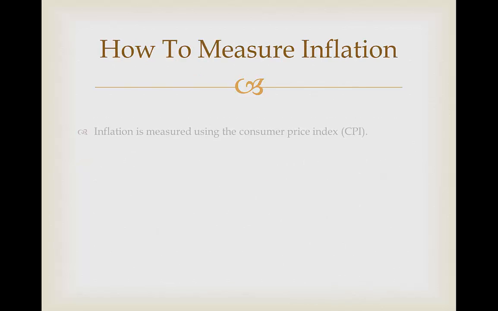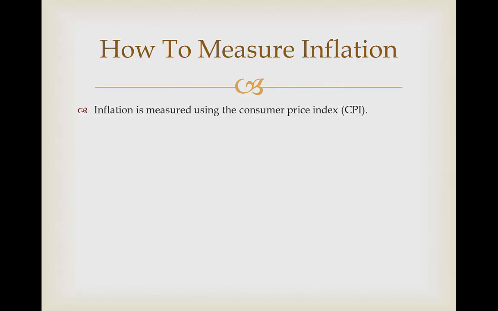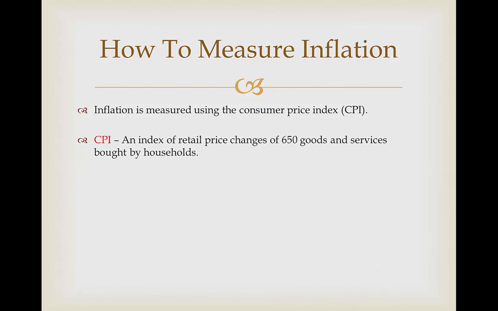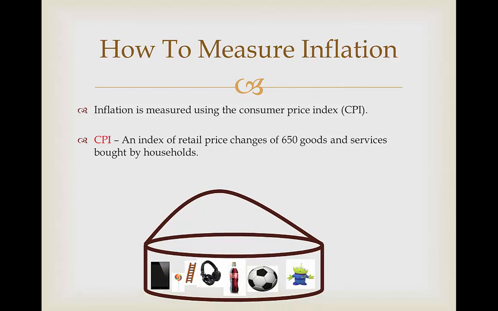How do we measure inflation? Inflation is mainly measured by using the Consumer Price Index, otherwise known as the CPI. The CPI is an index of retail price changes of 650 goods and services bought by households in an economy. So, for example, it's basically a basket full of goods and services which you are going to be analyzing for their changes in prices, which you can then use to figure out inflation.